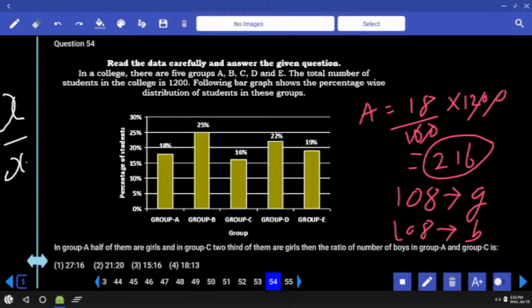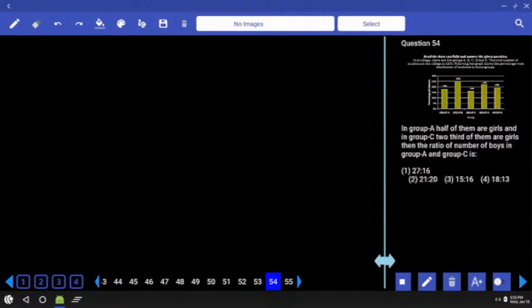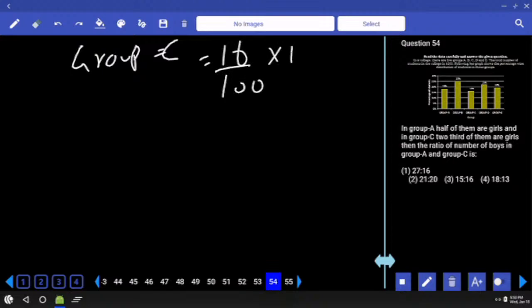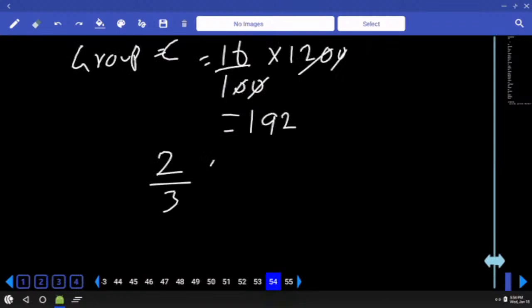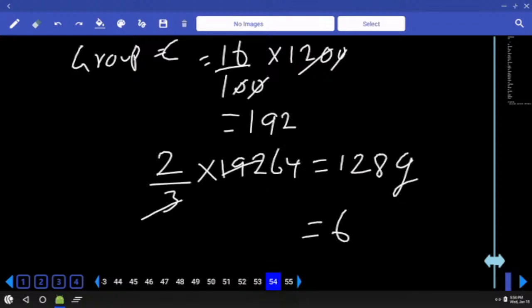Now go to group C, because the question is related to group A and group C. With respect to group C, how much percentage do you have? 16% of 1200. Yes or no? So in group C you have 192 students. Now he says 2/3 of them are girls, and 2/3 of 192 equals 128 girls. Yes or no? So how many boys are there? 64 boys.